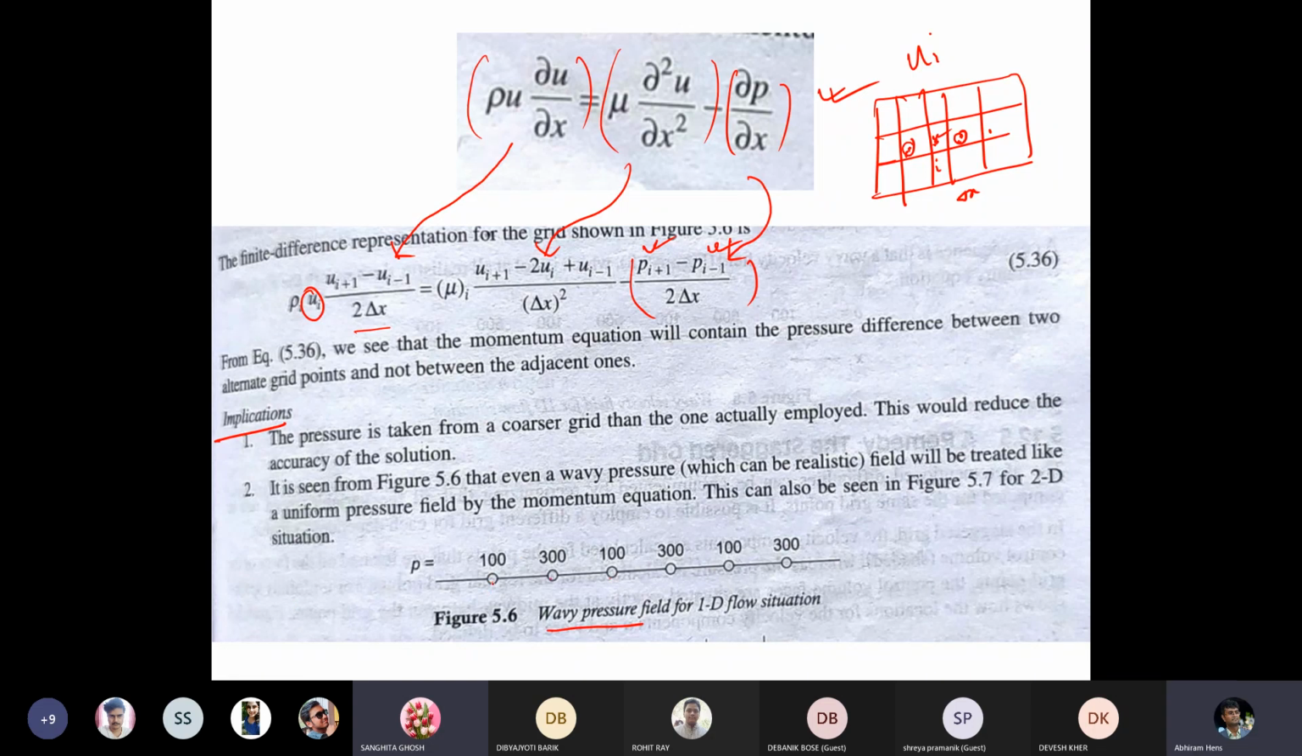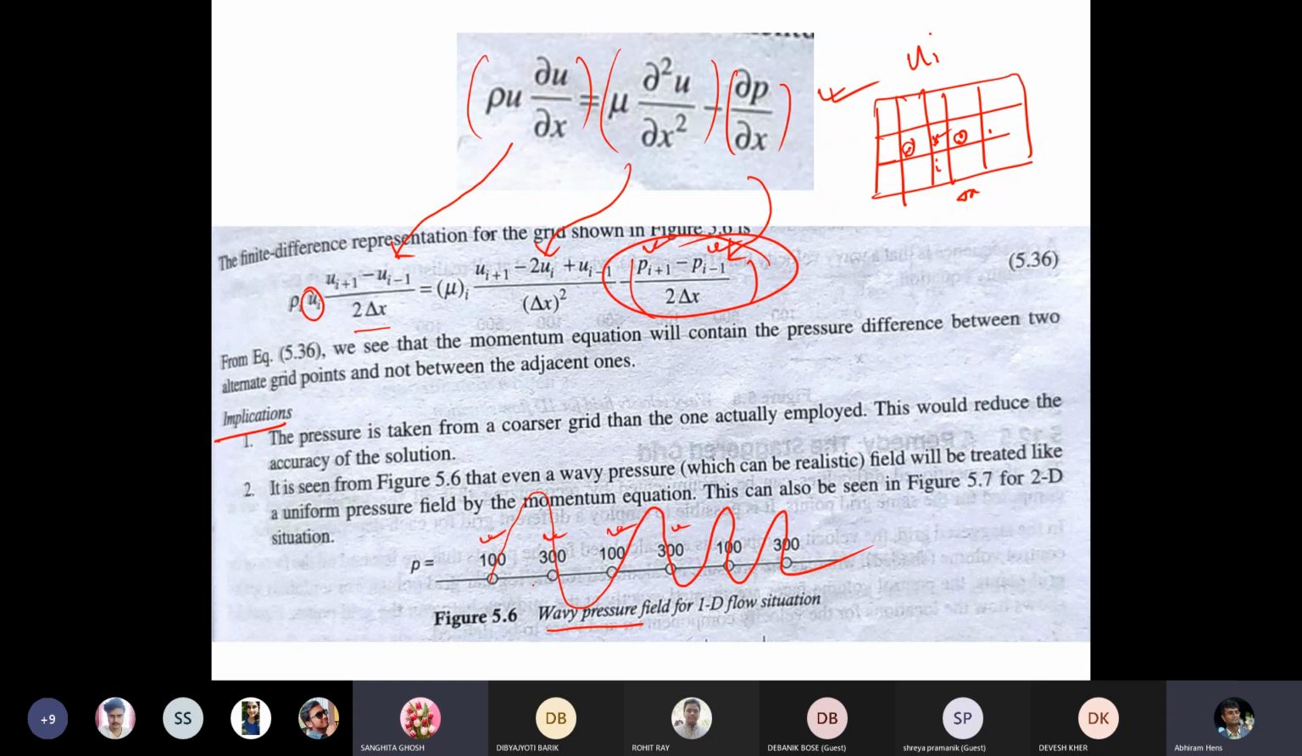So at one grid point you have a pressure value of 100, and at the alternative points another value, 300, and then again 300. Basically this is a wavy pattern. So if you consider this, it will be 300, again 300, so this is a wavy pressure distribution, wavy in nature. But this discretization scheme is considering the alternative points.